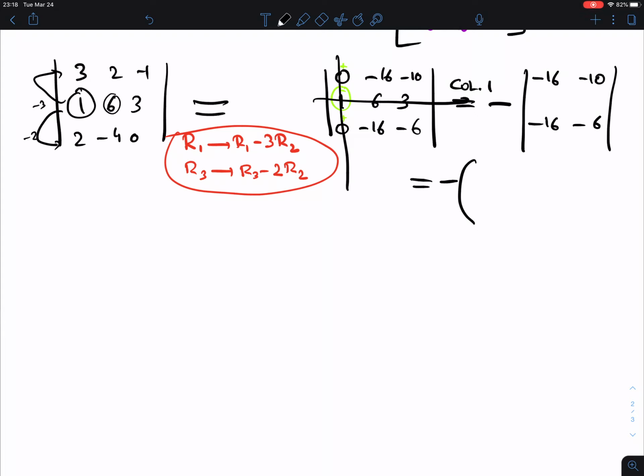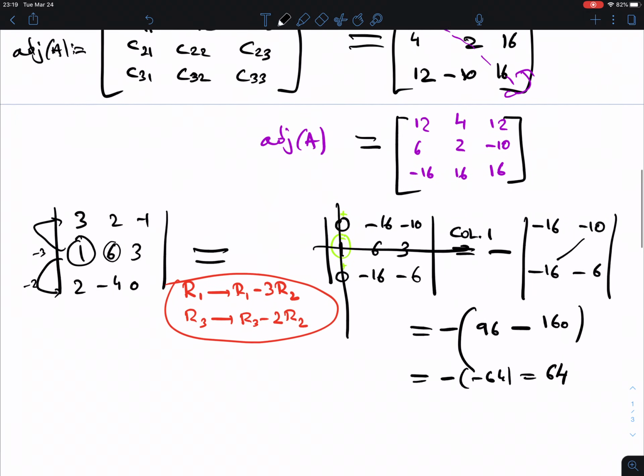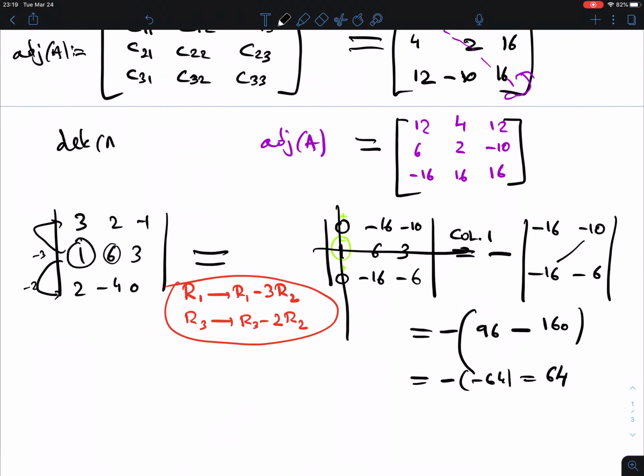Negative 6 times negative 16, that is 96. Minus, and this product is 160. So if I subtract these things, I'm doing this in my head, I'm going to regret this, but okay, minus 64, so actually 64. Okay, so we have now done two things. We calculated the determinant of A, so let me write down. The determinant of A is 64. And the adjoint of A is this matrix.